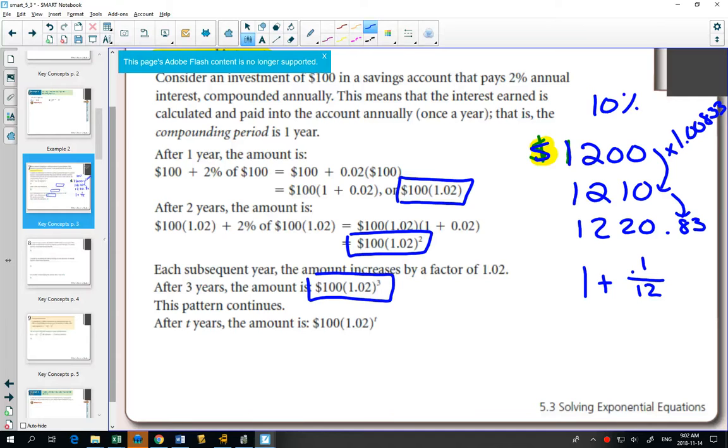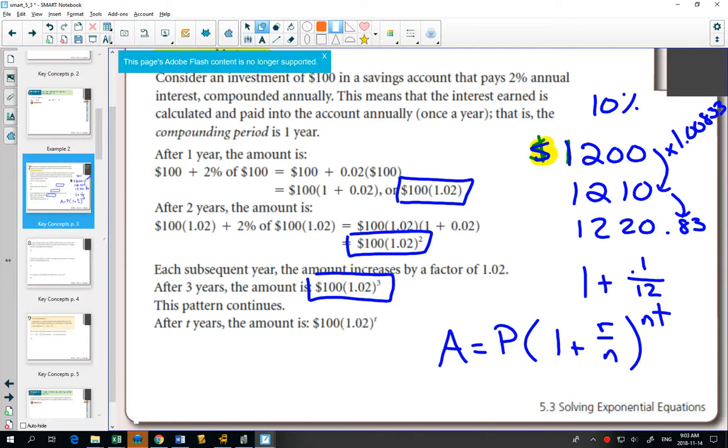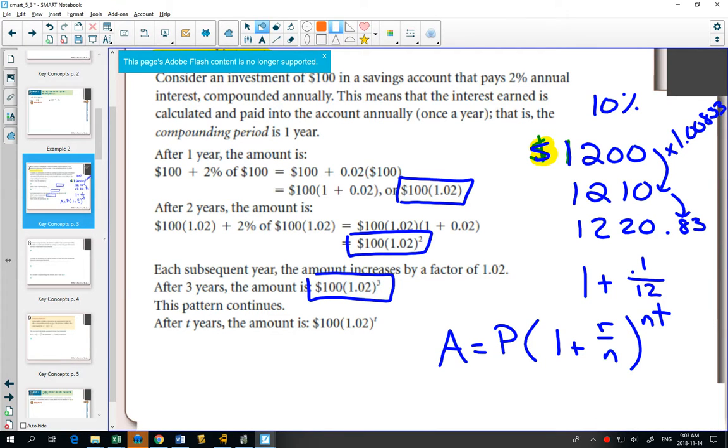So taking this idea and putting it into a formula, this formula used to be on your formula sheet, but now whenever they ask a compound interest question, they just give you the formula. The formula looks like this. And we're going to quickly, on the side here, describe what each of these things means.